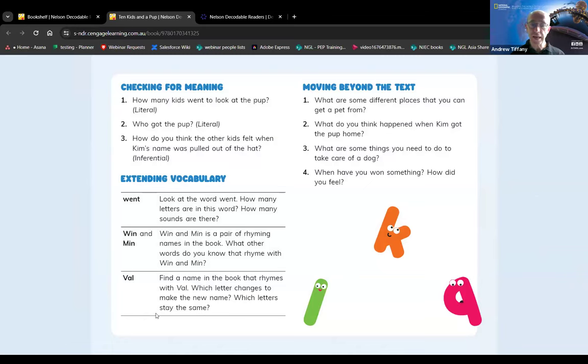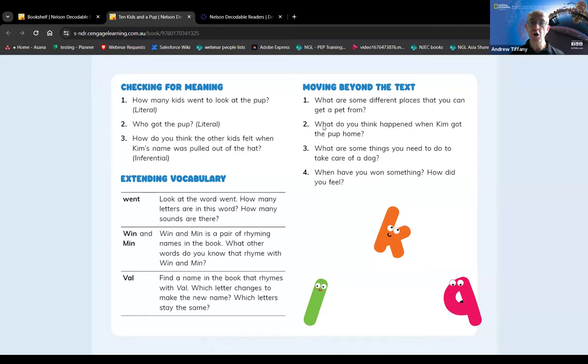Okay, we've got vocabulary-based activities at the bottom, and see here you've got rhyming names and things like minimal pairs. Look at the word went: how many letters are in the word, what sounds are there? So we're really focusing on the phonics in this section and the vocabulary here. And then we've got some more reasoning, a little bit more creative or critical thinking that's going on here.